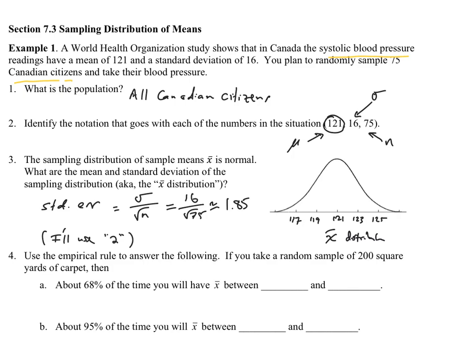Because this is a normal distribution, we can use our empirical rule. I see I already have a typo here. I'm not randomly sampling 200 yards of fabric. I think that's the problem you're doing to turn in. So I'm randomly sampling 75 Canadians.